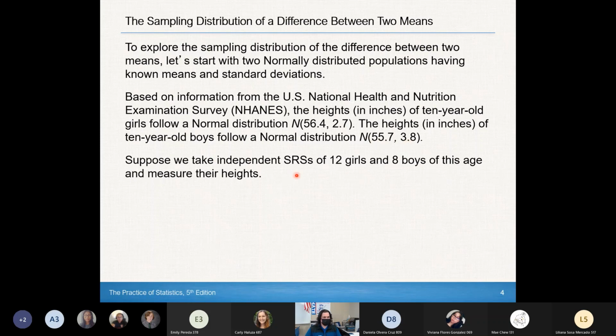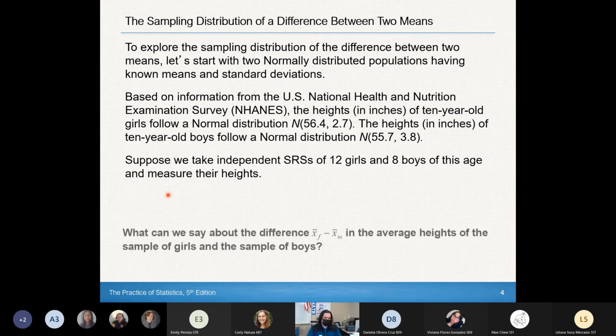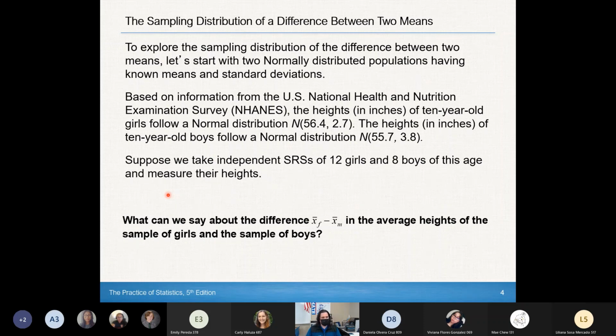Suppose we take independent SRSs of 12 girls and 8 boys of this age and measure their heights. Once again, notice the sample sizes are not the same, and that is okay. What can we say about the difference? The difference x bar subscript f minus x bar subscript m in the average heights of the sample of girls and the sample of boys. Right, so in this case, they use subscript f and m for female and male.